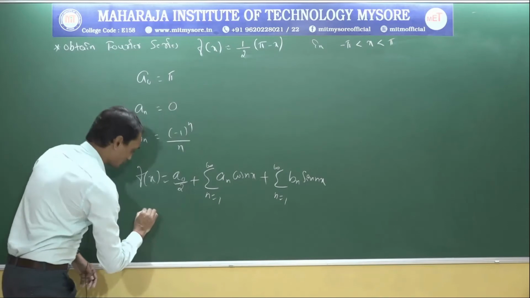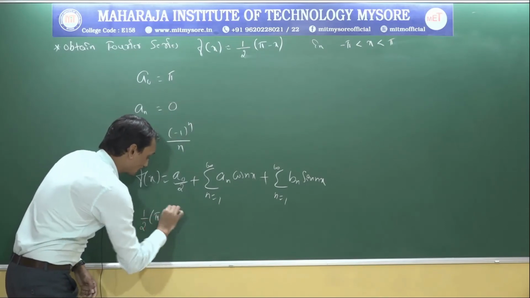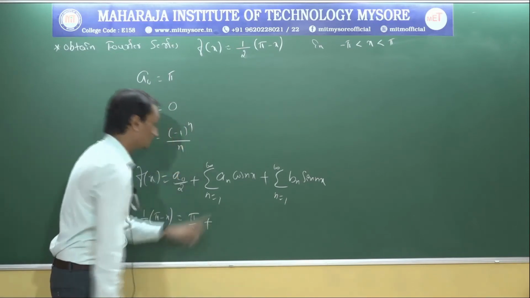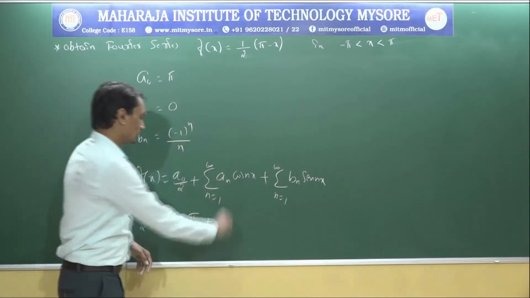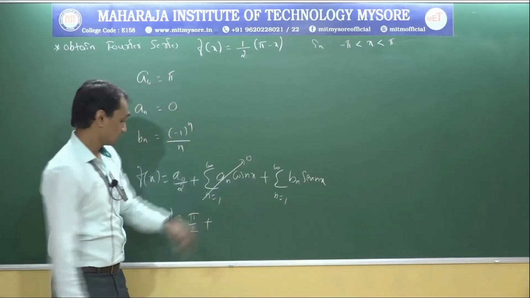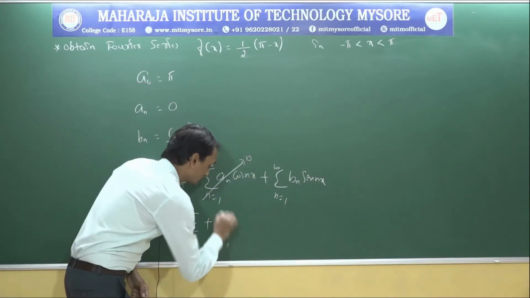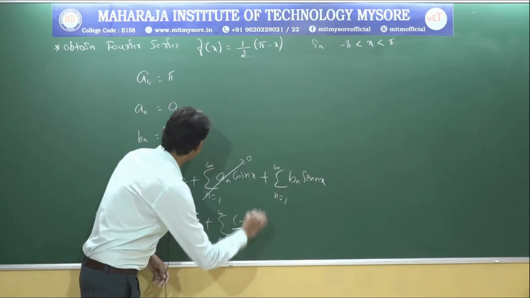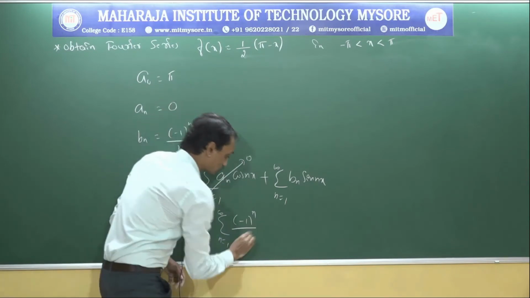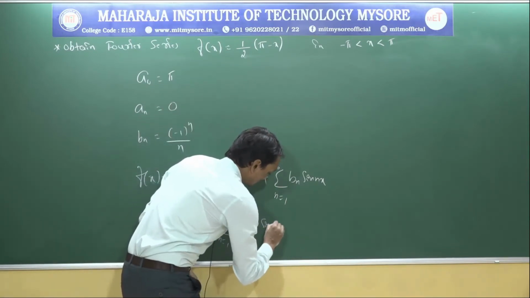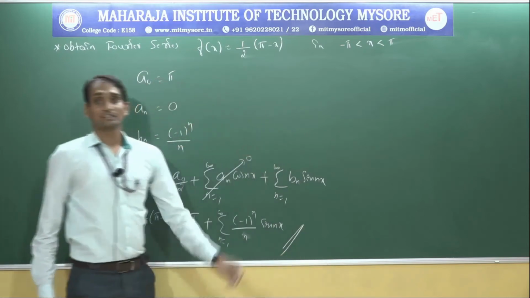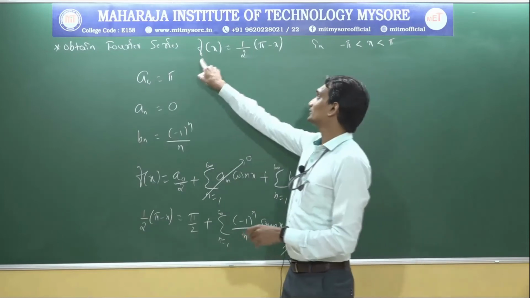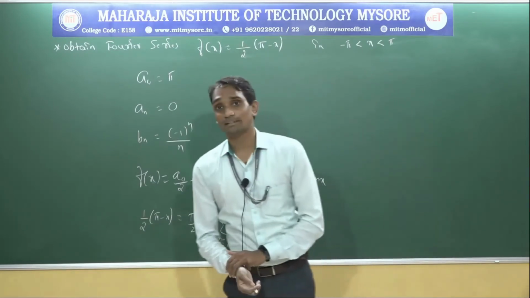So just replace the values. f of x is nothing but the given function, 1 by 2 into pi minus x, which is equal to A naught, which is pi, so pi by 2, plus An is 0, so this whole term you can write as 0, plus summation from n equal to 1 to infinity Bn, that means minus 1 power n divided by n into sin nx, which is the Fourier series expansion for the given function f of x equal to 1 by 2 into pi minus x.